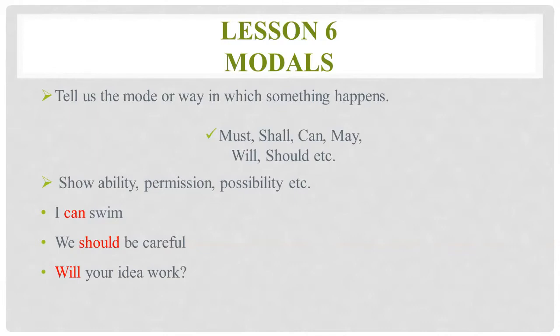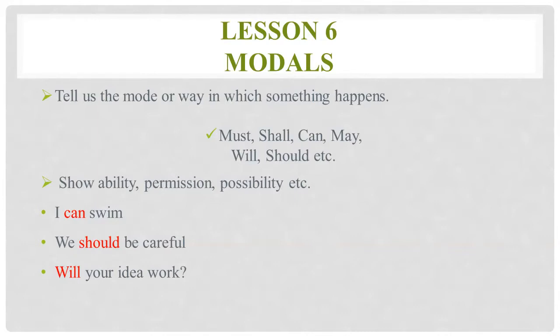For example, when we use can, it shows the ability that we are able to do something. Like in the sentence I can swim, the modal auxiliary is can. It shows the ability that I am able to swim. Next is we should be careful. Should is modal auxiliary and it shows obligation or it shows advice. It functions as an advice that we should be careful. It is obligation for us. It is our duty to be careful.